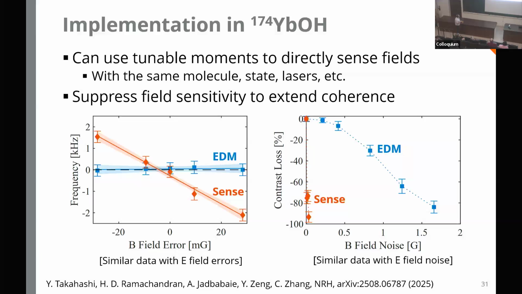You can also use this reduced sensitivity to fields to make your system very robust against noise. So for these field insensitive measurement states, you can apply large values of magnetic field noise before you start decohering the state. Whereas in a typical sensitive transition, this would decohere almost immediately because of this unpaired electron in the molecule that makes it very sensitive to magnetic fields. But we can sort of turn that on and off in these types of molecules.